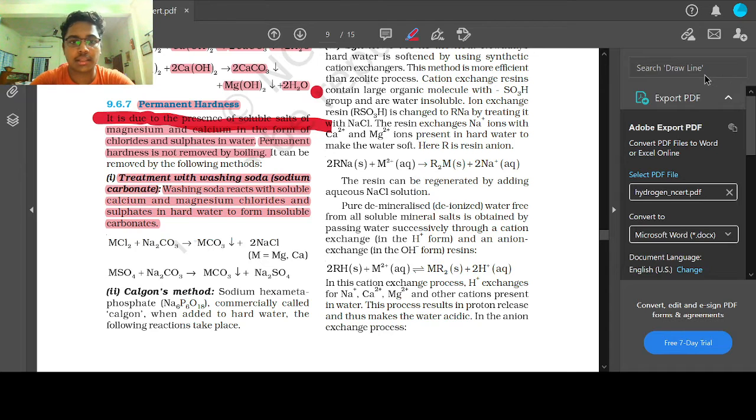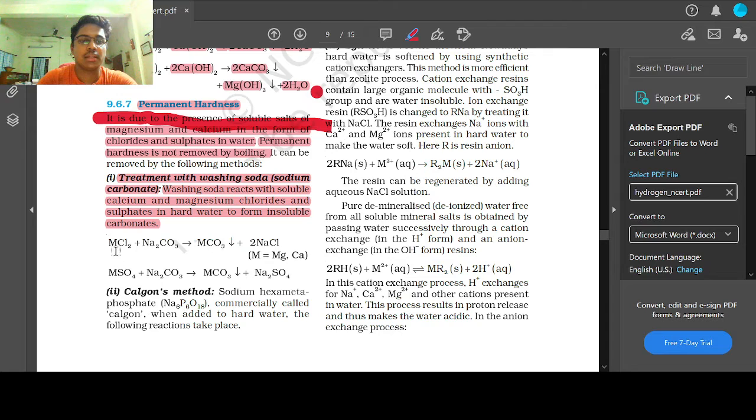Like in the first part, in temporary hardness also, we observe a common factor here, that is the formation of insoluble carbonates. We need to form insoluble salts such that we can filter them out and purify the water. So the main aim remains to make insoluble salts. Treatment with washing soda or sodium carbonate.